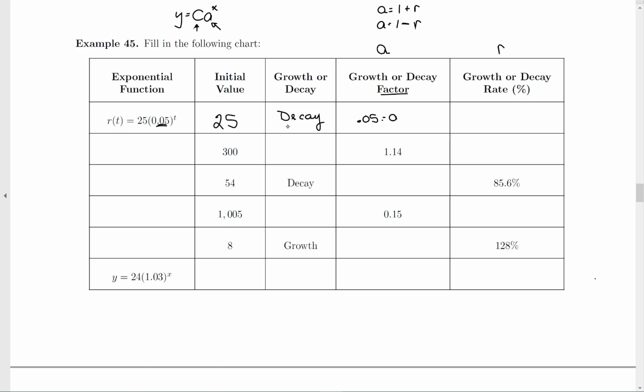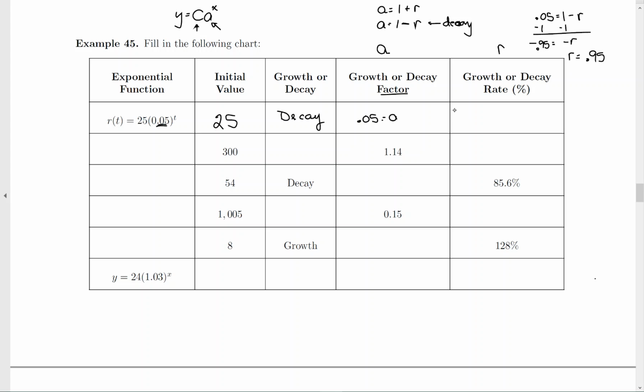So since this is a decay problem, I'm going to be using the decay formula here. All right, and then plugging in. So my A is 0.05. I'll do this up here. 0.05 equals 1 minus R. Subtract 1 from both sides, and you're going to get a negative R equals a negative 0.95. Or if you divide both sides by negative, it's just R equals 0.95.